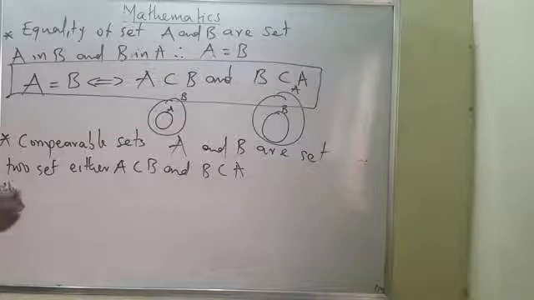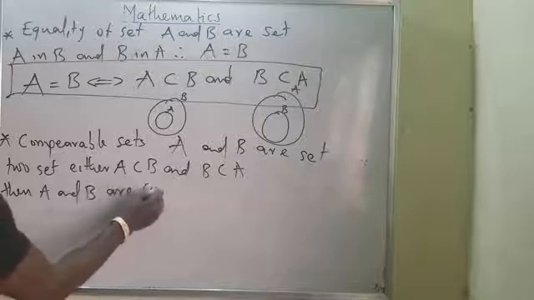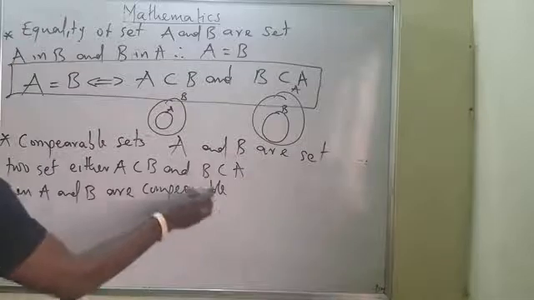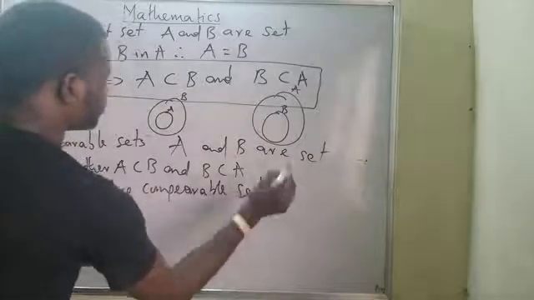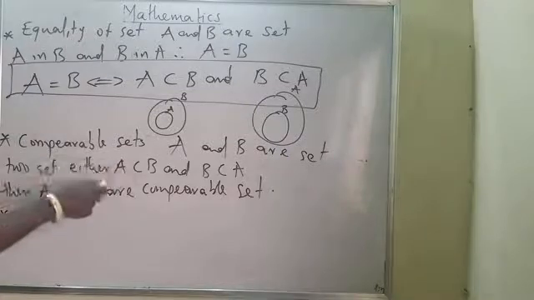Then A and B are comparable sets. Comparative sets. Take note of that. The next thing, let me move on to the next one. Let's talk about a non-comparable set. It means the opposite of comparable set.